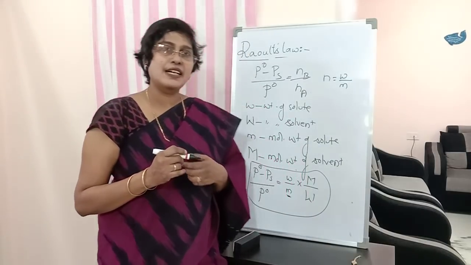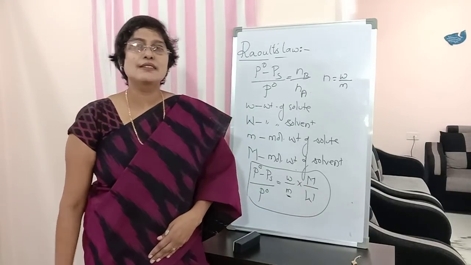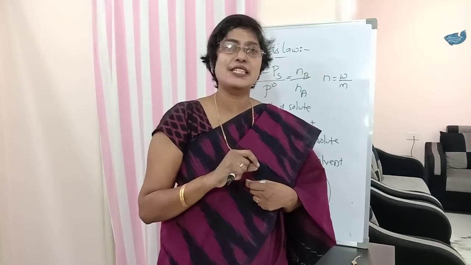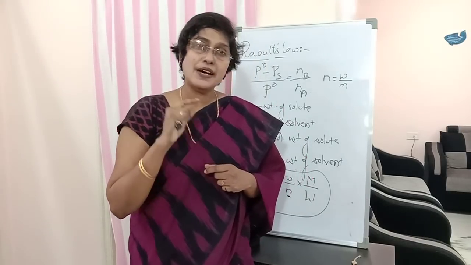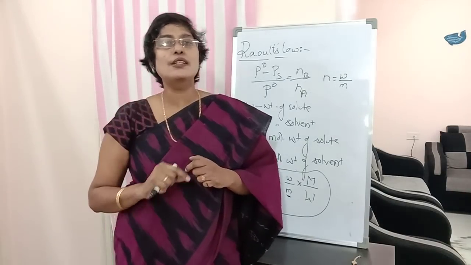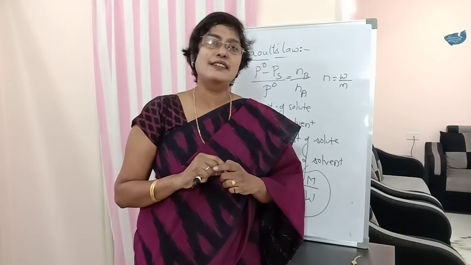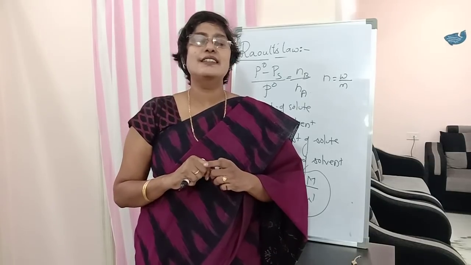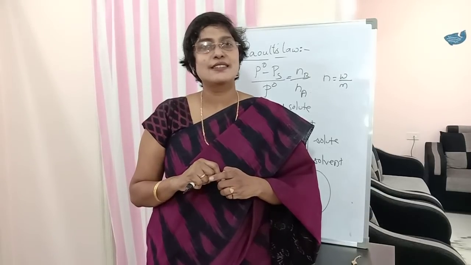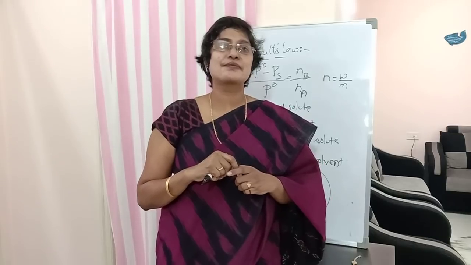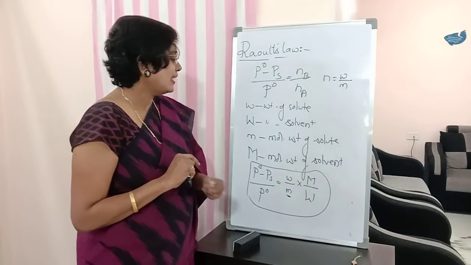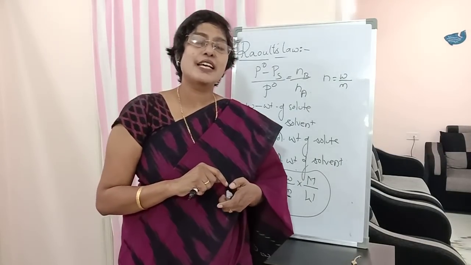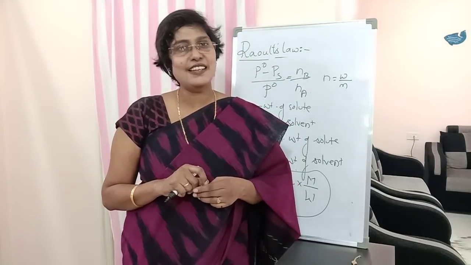Shall I repeat it once again? If the relative lowering of vapor pressure of a solution containing, kindly check those who have written, containing a known amount of the solute of unknown molecular weight, underline this one, unknown molecular weight, dissolved in a known amount of the solvent of known molecular weight is known, comma, then the molecular weight of the solute can be calculated. Clear? Draw a line till here, students.